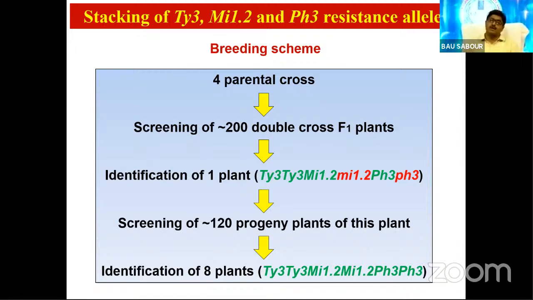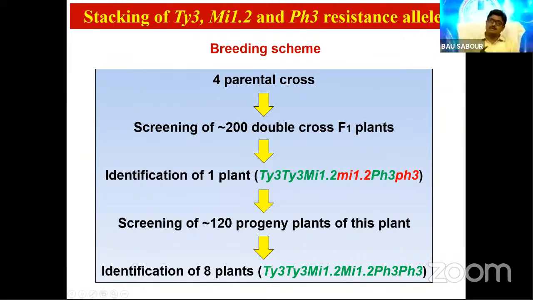We crossed A into B and we crossed C into D, and then the 2 F1s were again crossed. So in the double cross F1 population, we screened around 200 plants. And look, out of these 200 plants, we obtained a single plant where the Ty3 locus is fixed, but Mi and Ph3 loci are in heterozygous state.